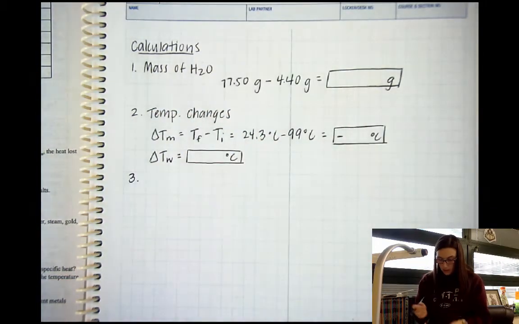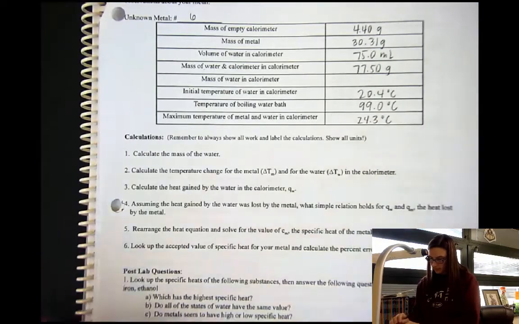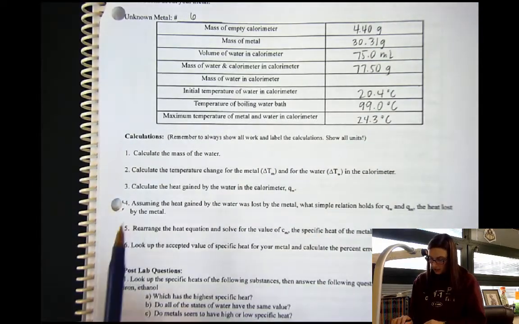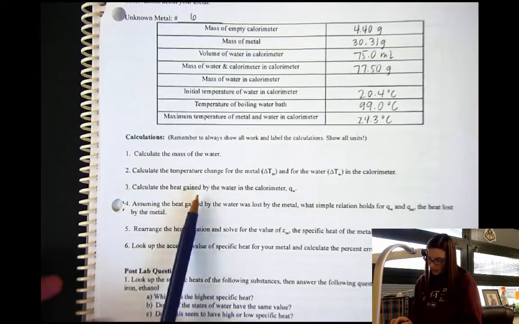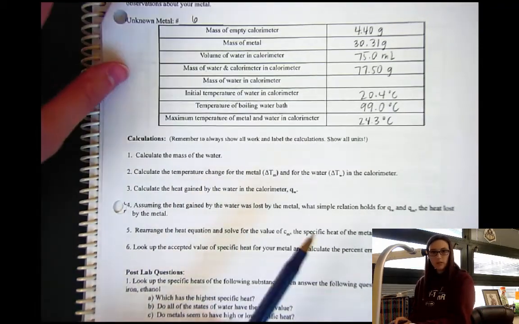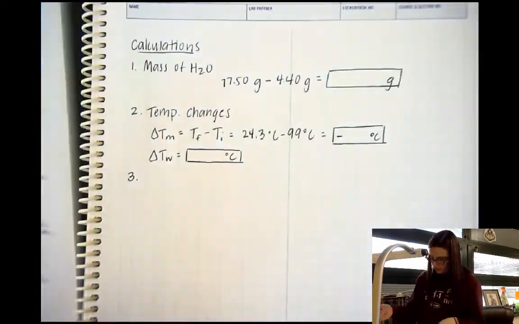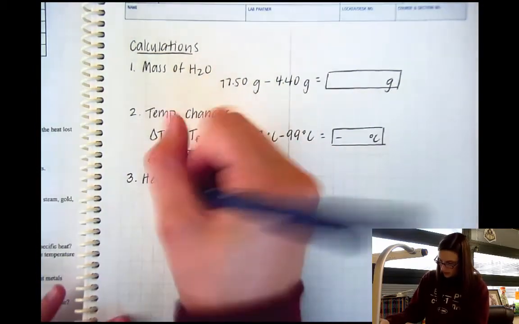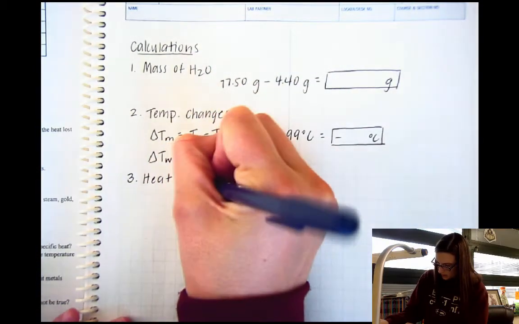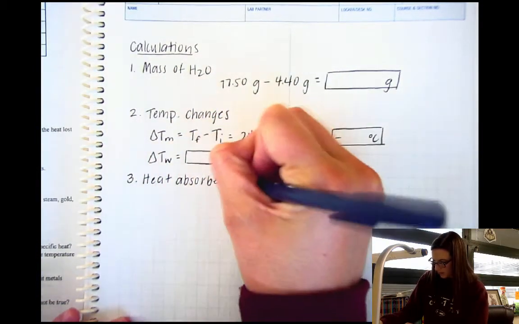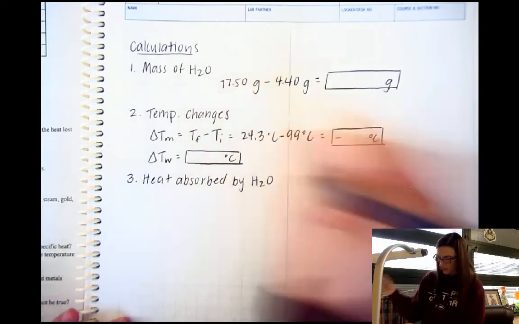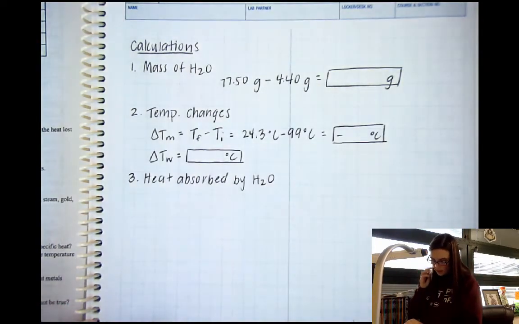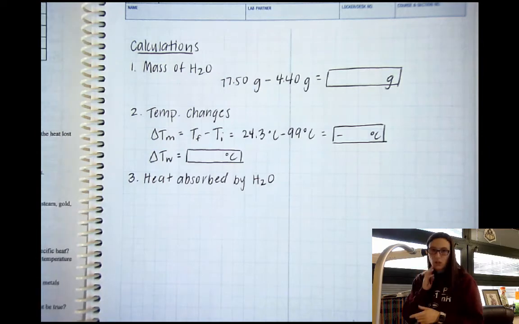So calculation 3. Calculation 3 says calculate the heat gained by the water in the calorimeter. We're going to label it QW. So I'll label this calculation heat absorbed by H2O. And now I'm going to be using Q.